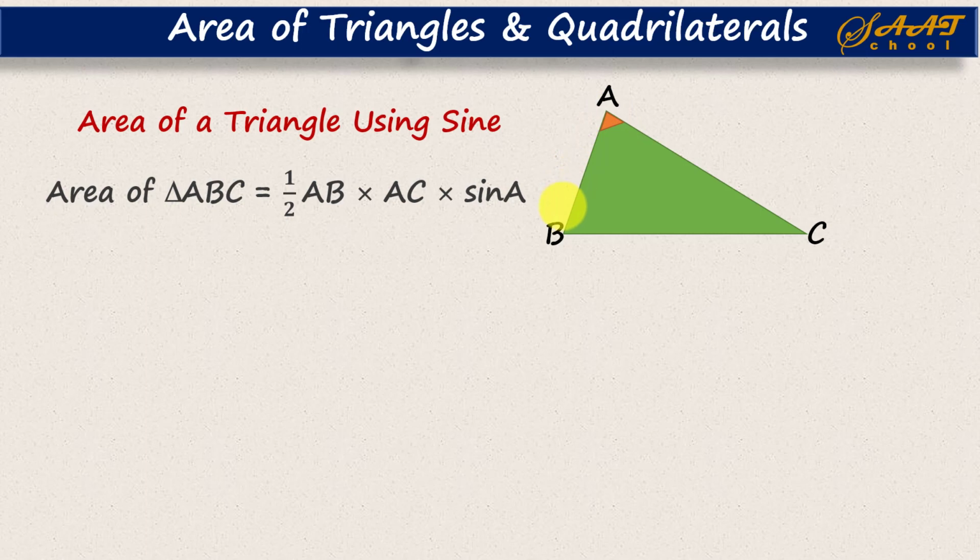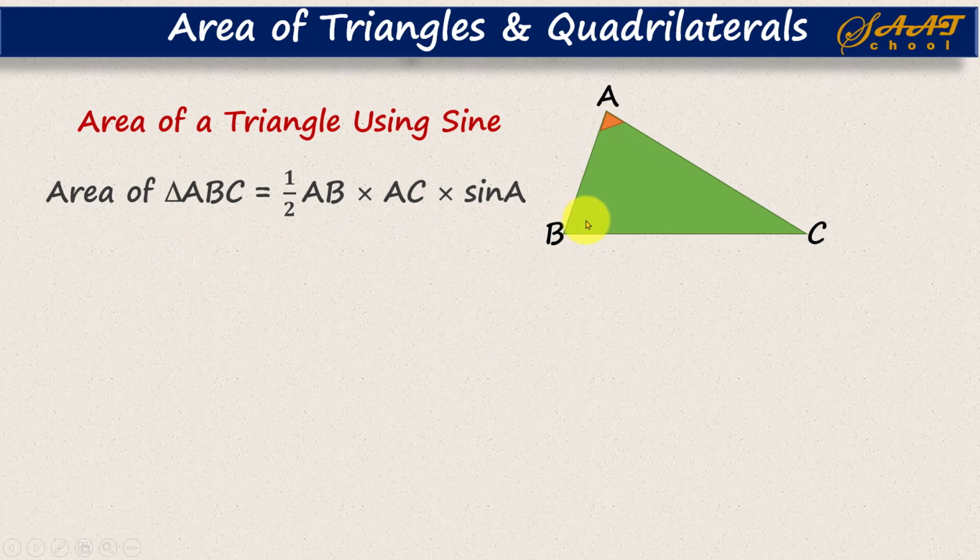the area of triangle ABC. So here the area of the triangle is half the product of these two sides and sine A. Here sine A is this angle, and these two sides are given, meaning the angle between these two sides is given, then we use this relation.